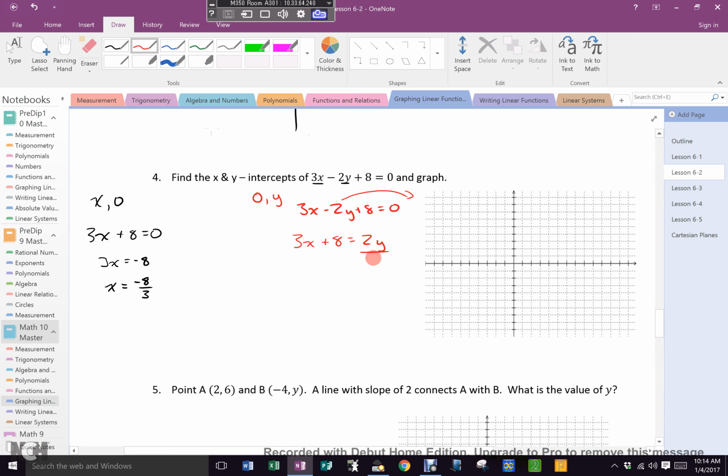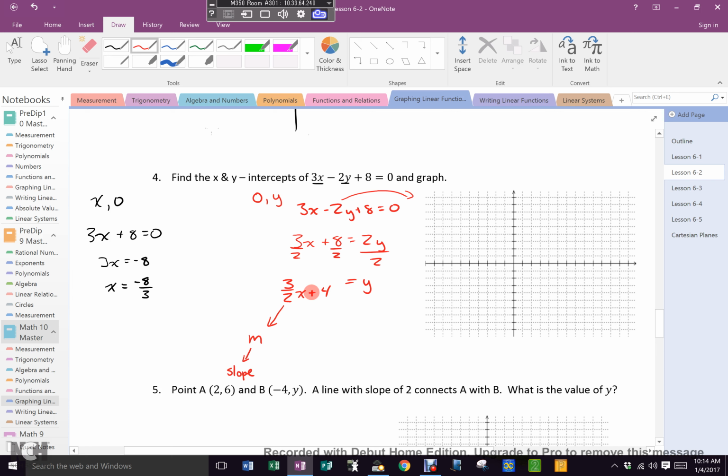Dividing by 2. If I divide this side by 2, is y alone? What do I got to do to this side? Divide it by 2. 3 over 2 x plus 4. Hey, wait a minute. Y is by itself. That gives me the y-intercept. And what is that in this equation? That was m. M is also my slope.